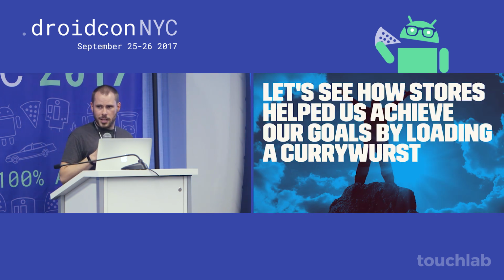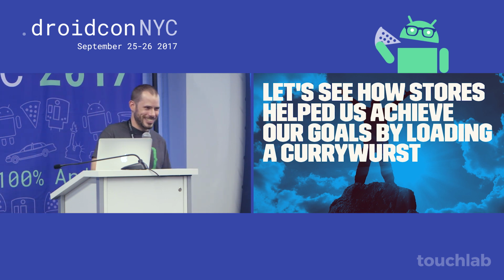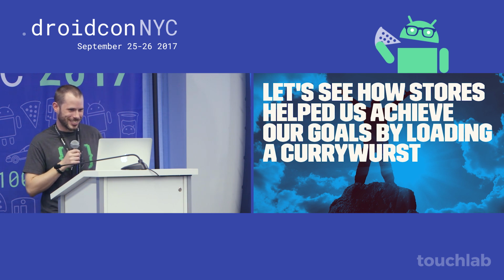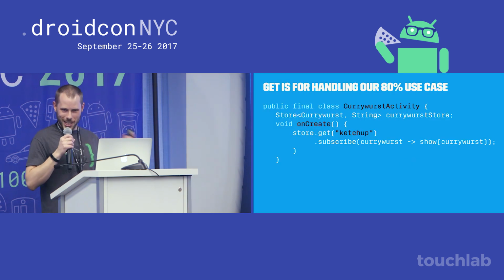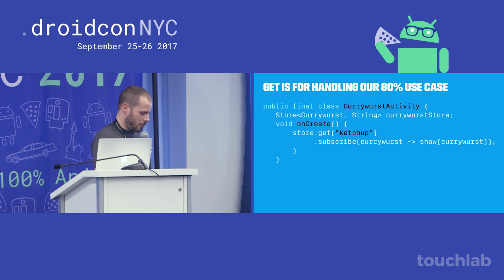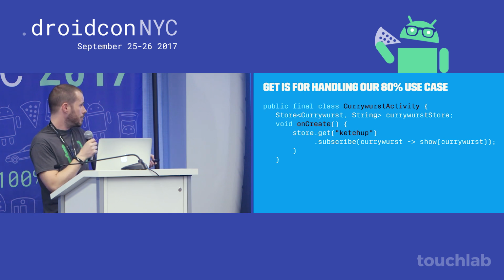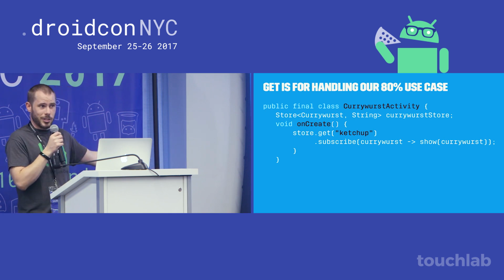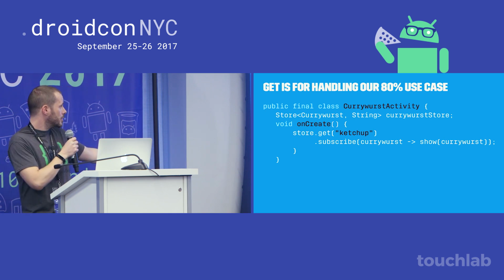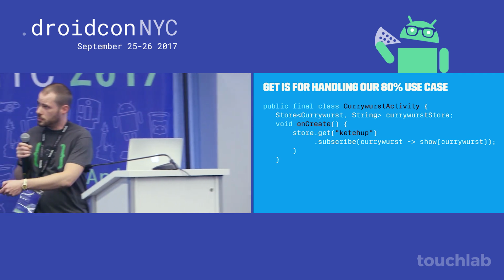So let's see how they helped us achieve our goal by loading a currywurst. Again, back with the Germany thing. The Germans love currywurst, so let's load a currywurst. For the 80% of cases, we just want data. We don't care if it's cached or fresh, so we can use a get. Here we're saying store.get, passing ketchup as a key. And again, we don't care if it's on disk or going to the network. We just want the currywurst.